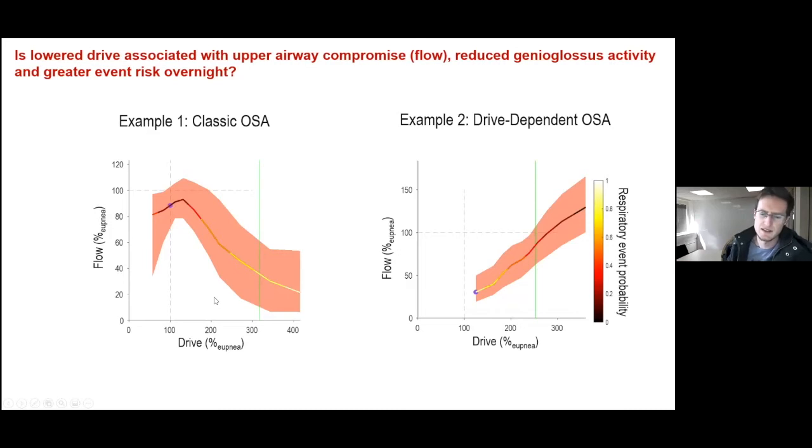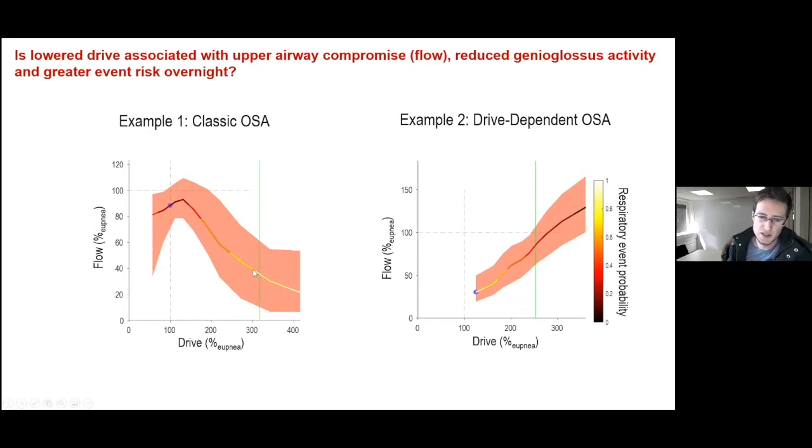What we get here is we can plot, instead of flow and drive against time, flow and drive against each other overnight. And this individual, this is the same example patient I showed before. As drive goes up, flow goes down, right? This was our classic individual. We've also got respiratory event probability here.